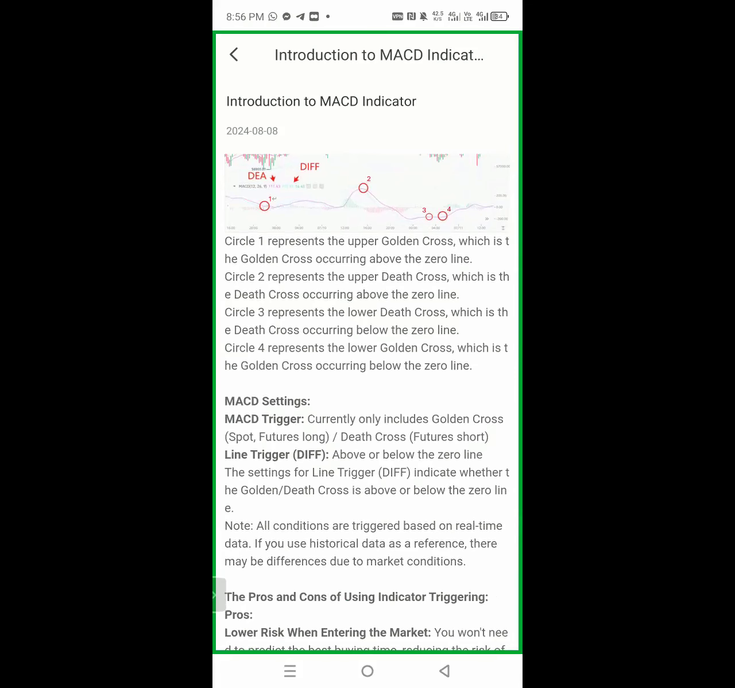Okay, so we have the line trigger, above or below the zero line. This one is just showing the line trigger. It means at the zero now. So when it's above, it can either be at the upper or at the lower. Okay. So that is what is explained.